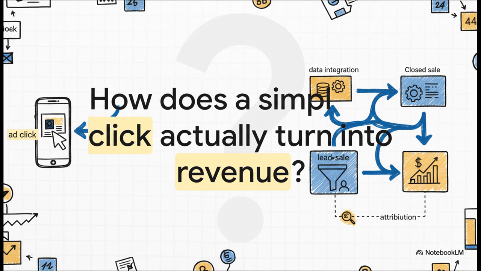It seems so simple, doesn't it? Someone sees an ad, they click it, and they become a customer. Easy. But behind that one click is this massive, complex, and interconnected system of technology. So let's pull back the curtain and trace that journey all the way from click to cash.